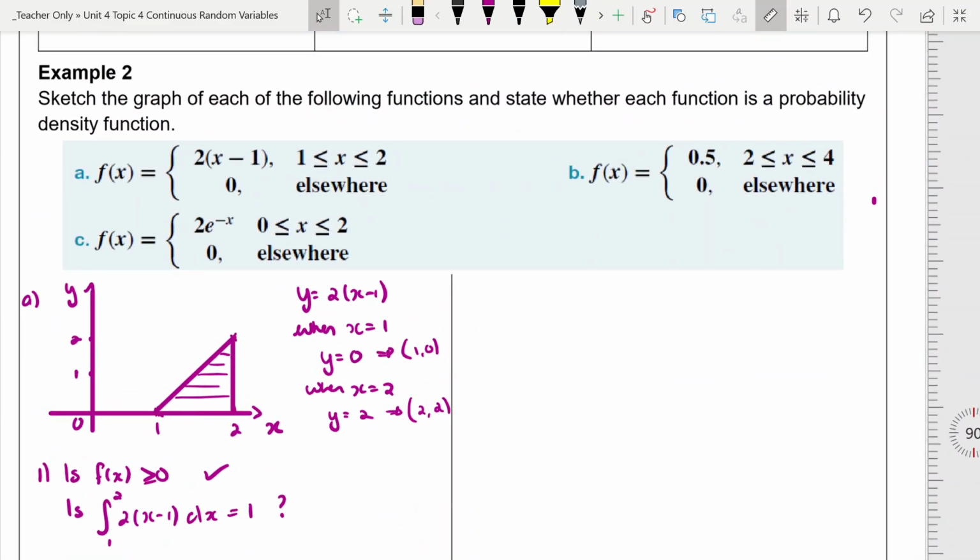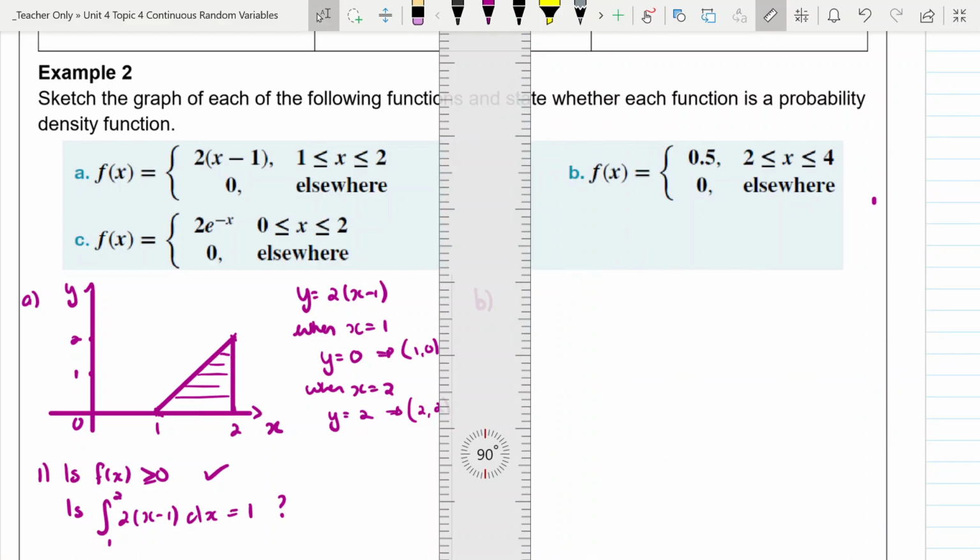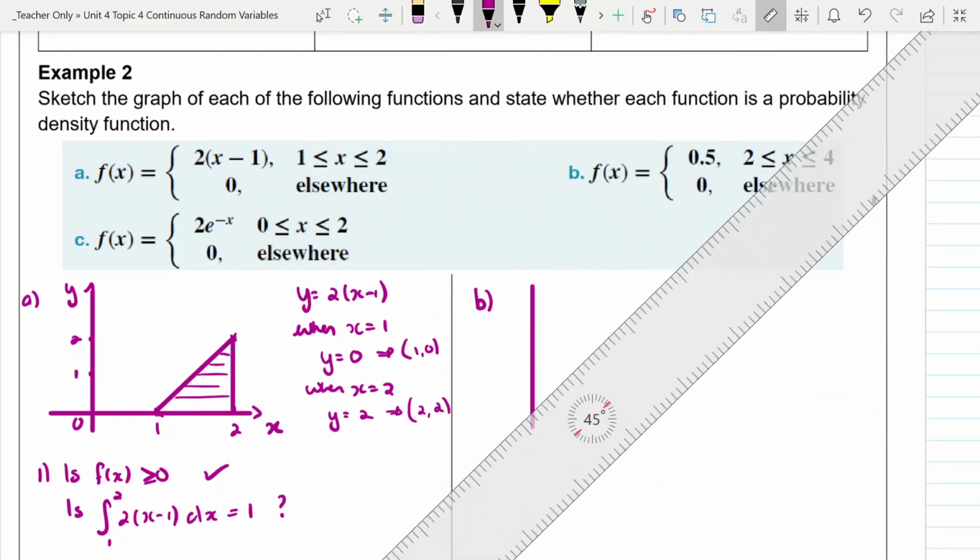Alright, let's have a look at the second one. That one is f of x is 0.5 between 2 and 4 and 0 elsewhere. Again, y equals 0.5 is just a horizontal line, so we can graph that quite easily.